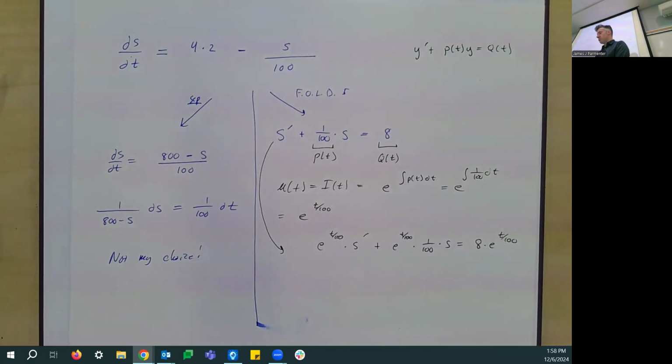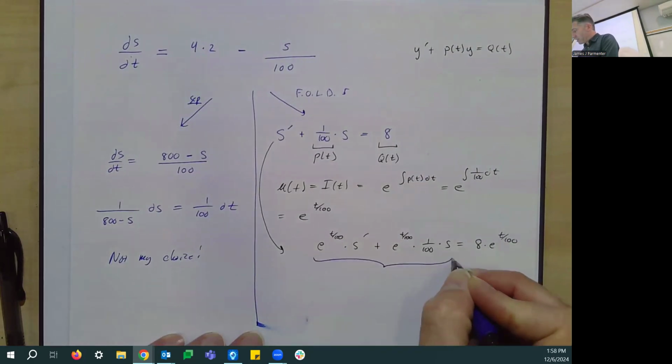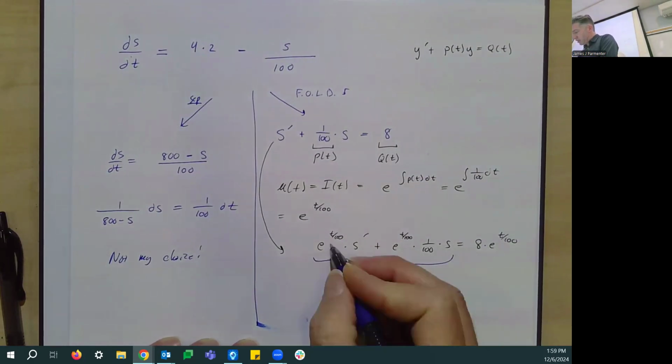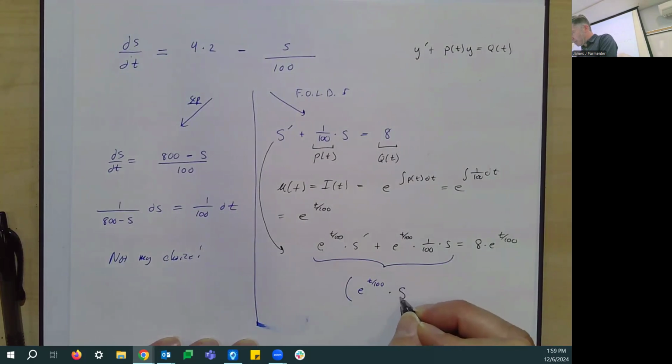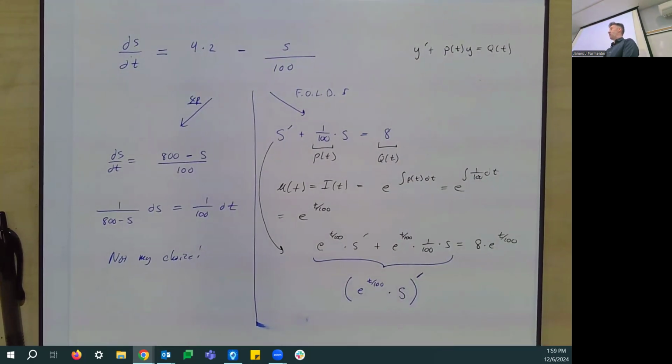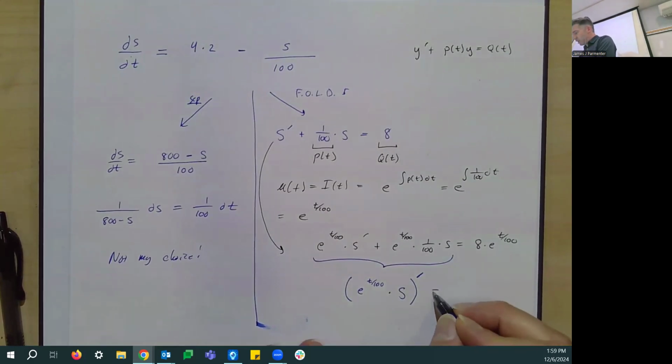The thing your teacher is most interested in you showing that you understand here is that the left-hand side is the derivative of a product. If they want you to show all this work, that's really what they want to see: that you know that all of this is really just e to the t over 100, or whatever your integrating factor is, times your function s, the derivative of that product. That's what they really want to see you are aware of. Still equal to the same thing on the other side.